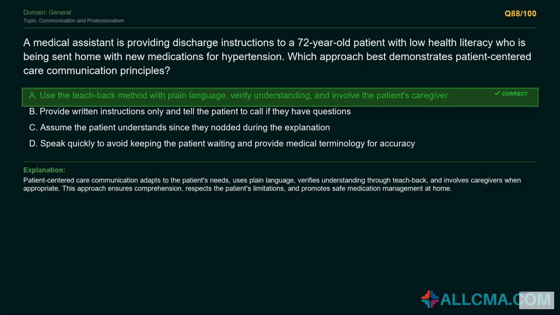The correct answer is A. Patient-centered care communication adapts to the patient's needs, uses plain language, verifies understanding through teach-back, and involves caregivers when appropriate. This approach ensures comprehension, respects the patient's limitations, and promotes safe medication management at home.